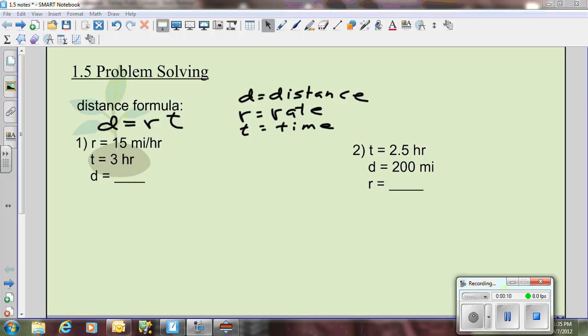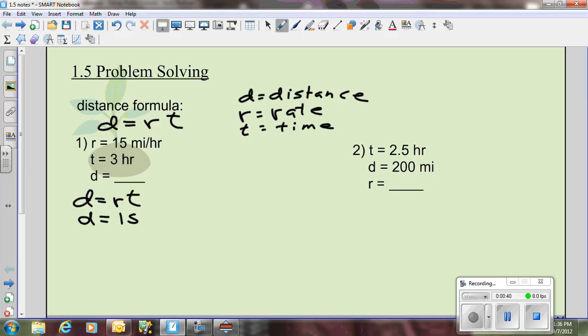Okay. So the distance formula, D equals RT, distance equals rate times time. You've been using that one for a while. So on these types of problems, you're going to be given two of your variables. You need to find the third. So you're going to start by writing down your formula. So we have distance D equals my rate is.